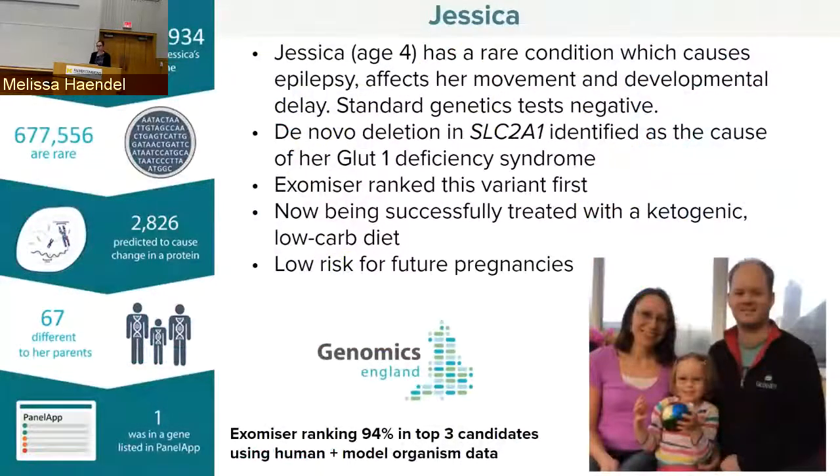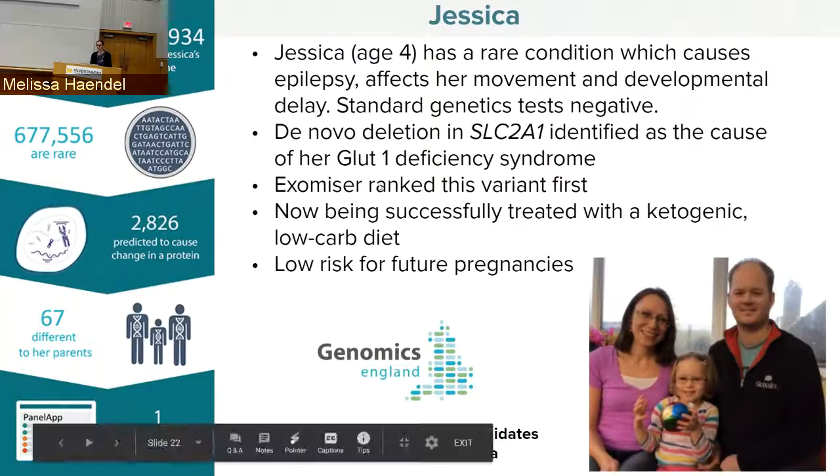So this is a story of Jessica. She is one of our patients from Genomics England, and I just wanted to illustrate the power of how the ontologies are actually helping to improve the diagnostic rate at scale. Genomics England is one of the larger diagnostic programs in genetic diseases worldwide. In Jessica's case, at age four she presented with a rare condition with epilepsy. She had a movement disorder and developmental delays, and her tests were negative.